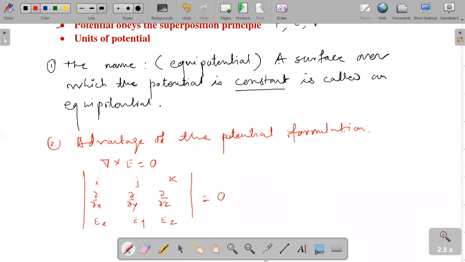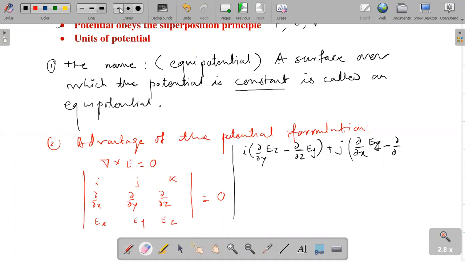Yes, sir. And from this we can write, I will divide it here, curl of E can be written as, can I write like this, dear student? I in bracket del by del Y of Ez minus del by del Z of Ey, plus J in bracket, anyone? Del by del X of Ey minus del by del Z of Ez. Is it correct? Can I write plus or minus? If you are writing plus, then you should change it.